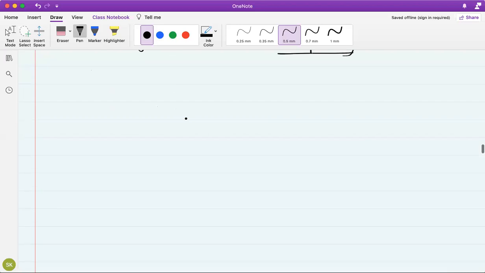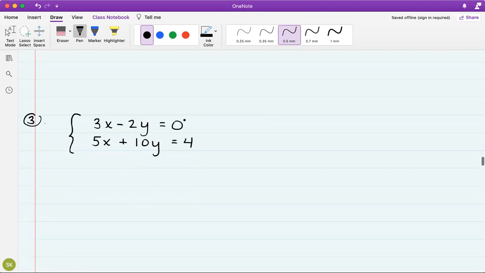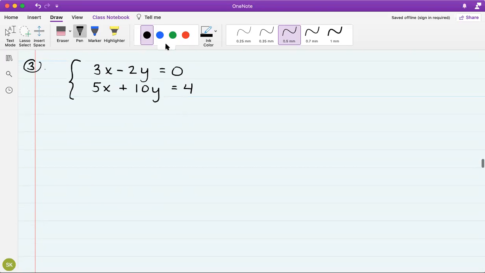All right, so let's move on to the next problem. So we have 3x minus 2y is 0 and 5x plus 10y is 4. I guess we can do substitution first and then elimination, and then we're just going to verify it with graphing. So substitution, and then over here, we're going to use elimination.